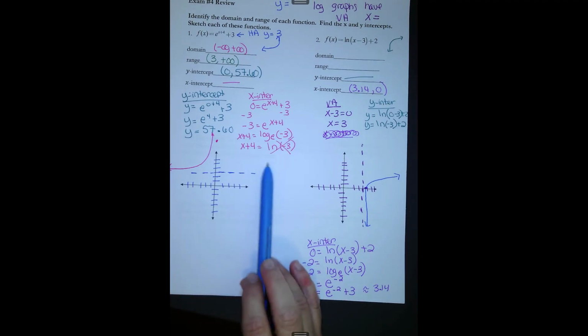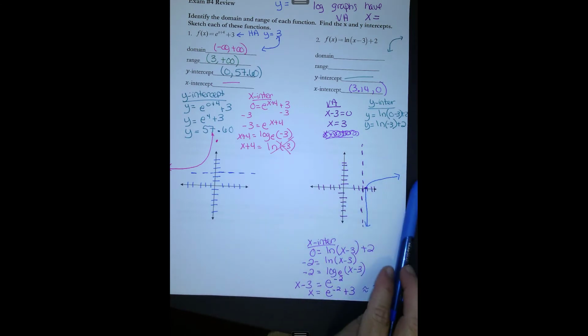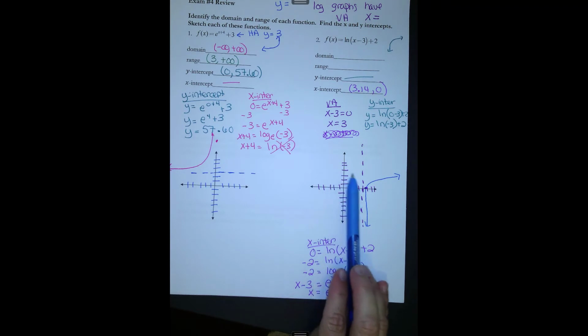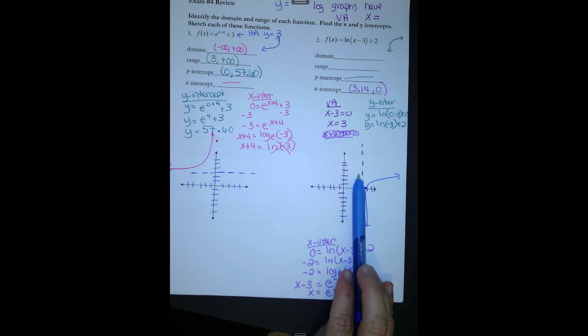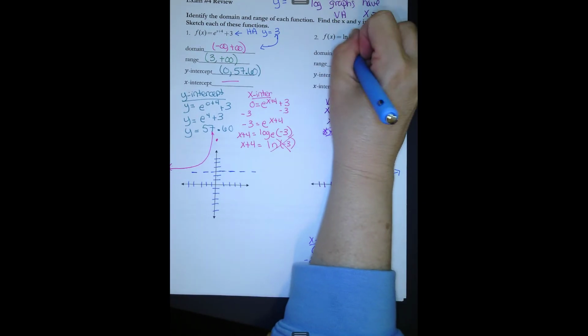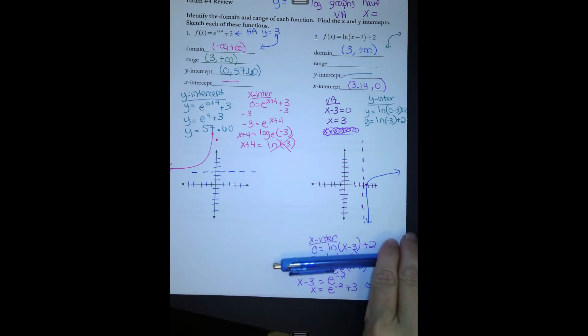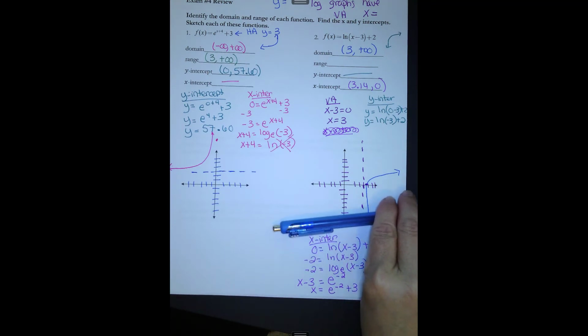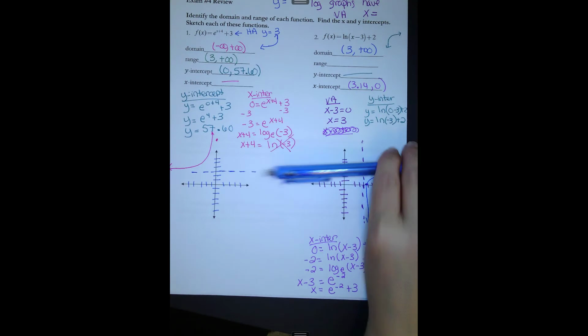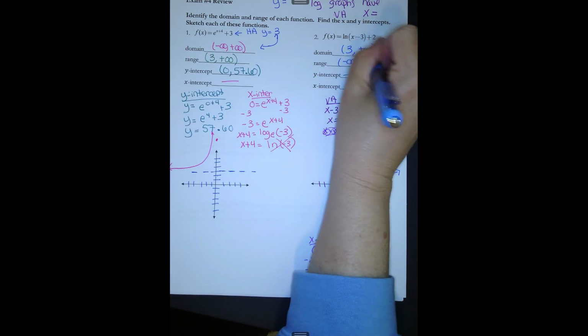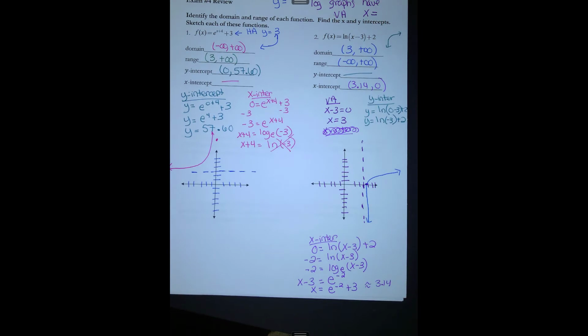Looking at our domain, left to right, we don't have anything as part of our graph, nothing, nothing, nothing. And the first point we could have deals with that vertical asymptote. So that happens to be 3 to positive infinity, whereas our range, bottom to top, we have our graph, and we still have our graph. So it is negative infinity to positive infinity.